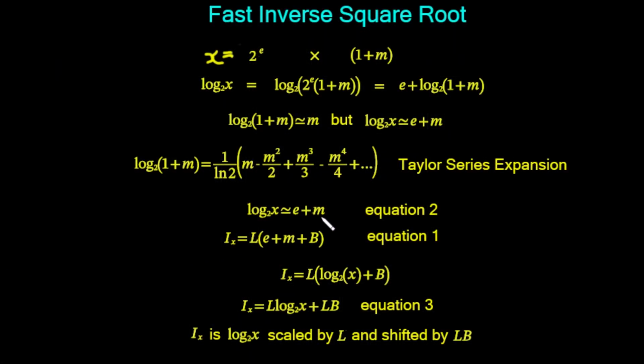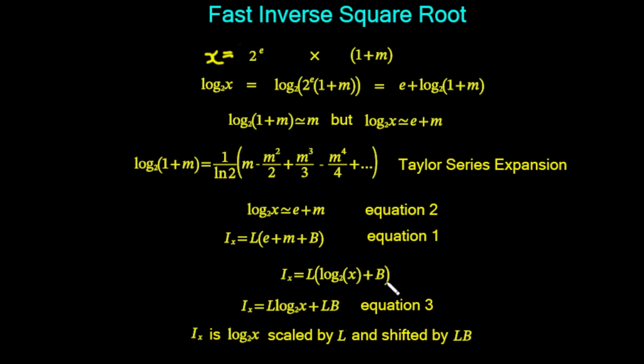So we have ended up with this: log to the base 2 of x is approximately equal to e plus m. Now we can call this equation number 2. Now from the previous video, we derived this equation number 1, which is I of x is equal to L times e plus m plus b. So we can replace this e plus m here with log to the base 2 of x. So we're going to finish up with I of x is equal to L log to the base 2 of x plus b.